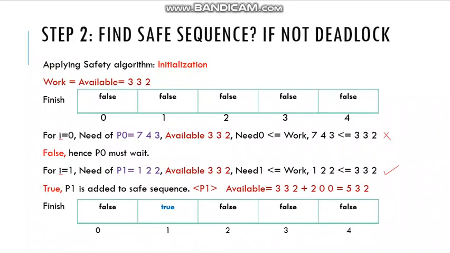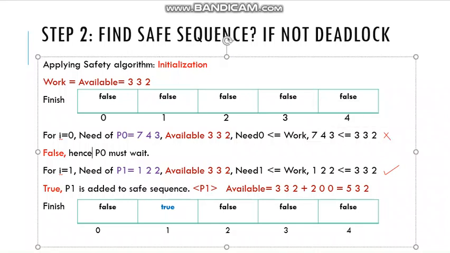So is need 7, 4, 3 less than 3, 3, 2? How to compare: every resource has to be less than that resource type, A, B and C against A, B and C of available. Is 7 less than 3? No, so the first condition itself is false. We cannot allocate this process. P0 must wait because it is not in the safe sequence. Right now I cannot allocate, so I will go to the next process and come back to P0 later.